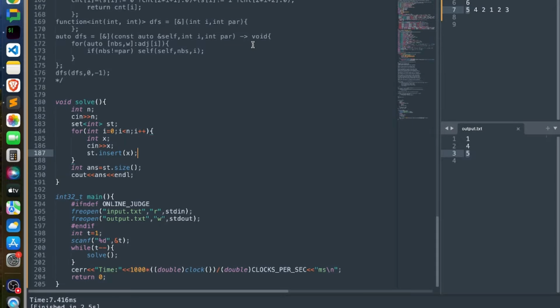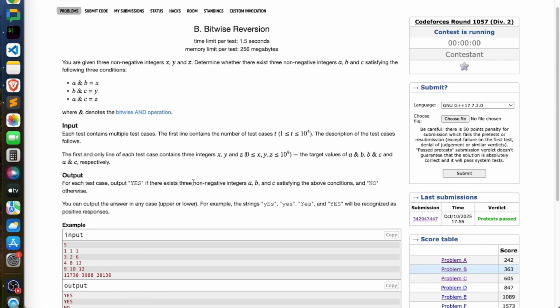Now let's look at the second problem. This is the second problem asked in today's contest. So it says you are given three non-negative integers x, y, and z, and you have to determine whether there exist three non-negative integers a, b, and c such that a and b is equal to x, b and c is equal to y, and a and c is equal to z, right? And yeah, if there exist a, b, and c, then print yes, otherwise no, right? So yeah, let's see how we can approach it.